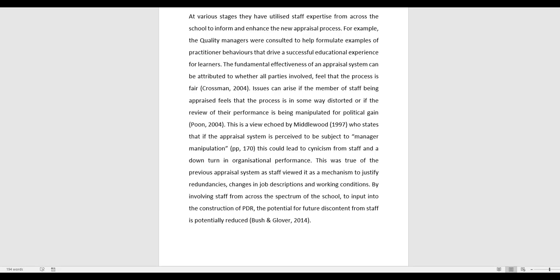And they then link that back to the previous system they had to critically analyse what was wrong with that, and then finally finish off by explaining why it is important that staff across the spectrum of the school have an input and the benefits of doing that. Again, all of the points here, whether it's the issues that can arise, the justification behind using a system that isn't subject to cynicism, and the benefits to the approach that they've taken, all are informed by academic sources.